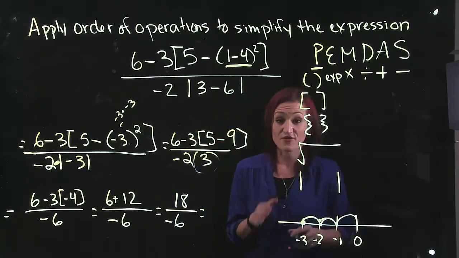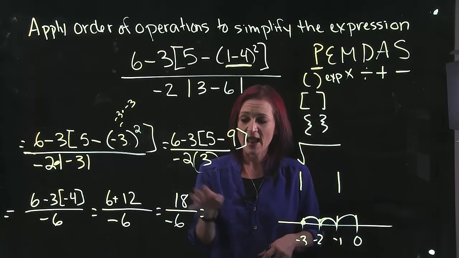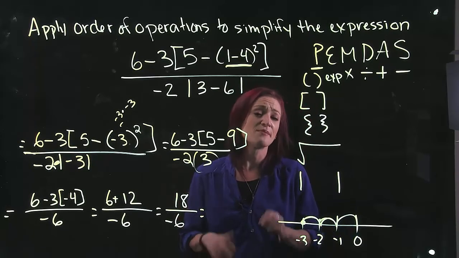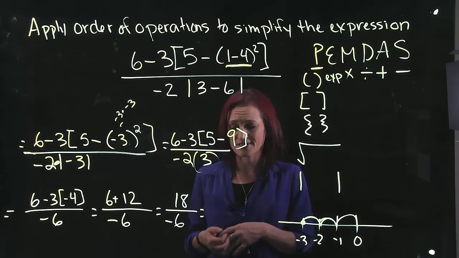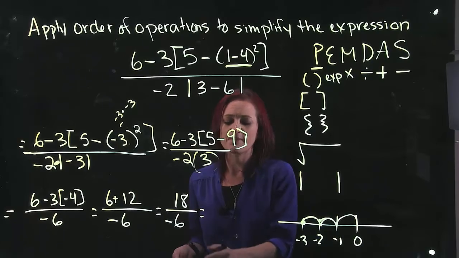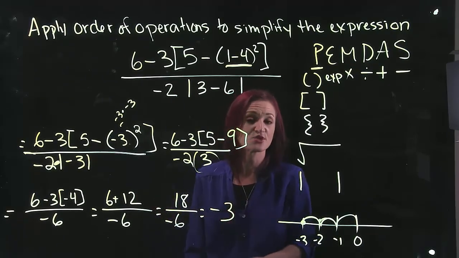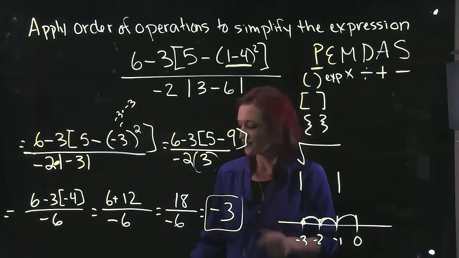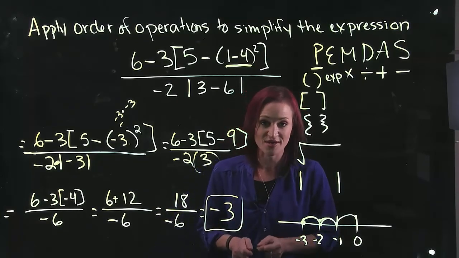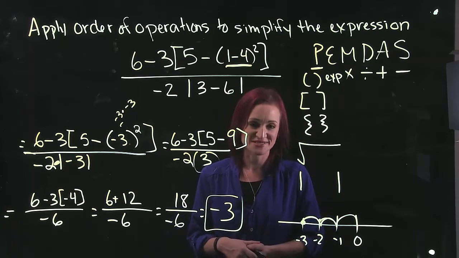Now remember, a fraction means division. 18 over negative 6 means 18 divided by negative 6. A positive divided by a negative is a negative, and 18 divided by 6 is 3. So we get negative 3 as our final answer here. Otherwise, that's it for this video.